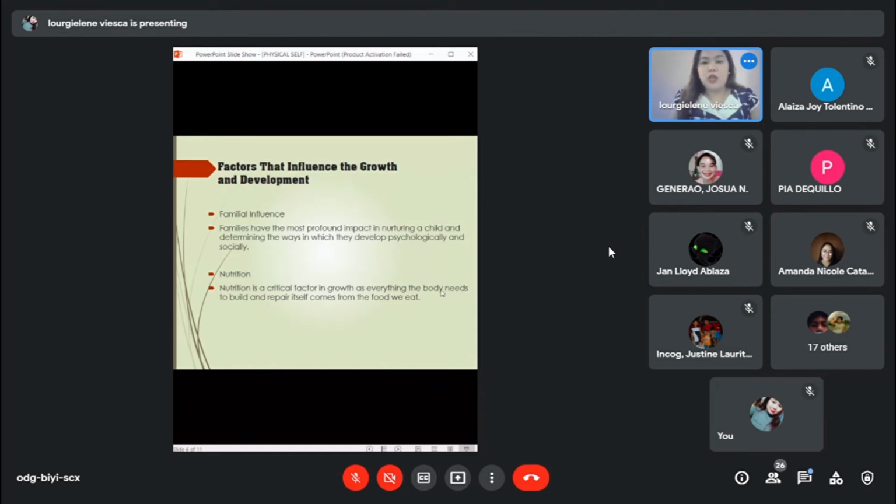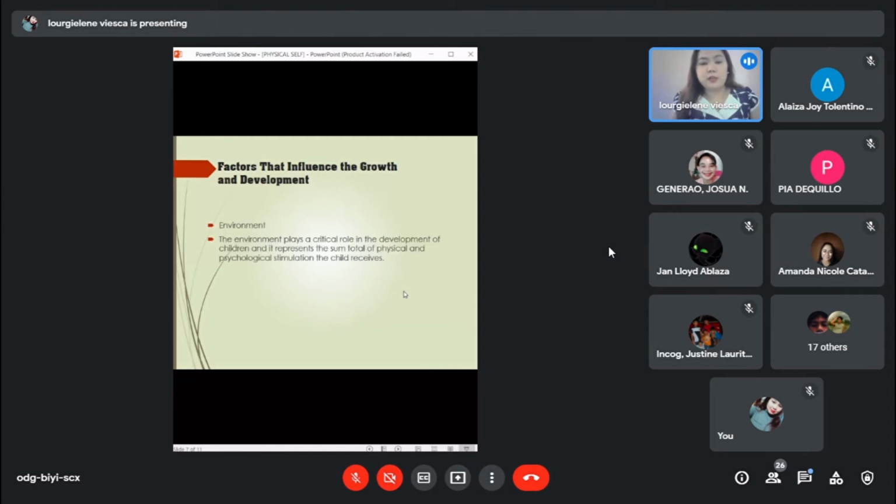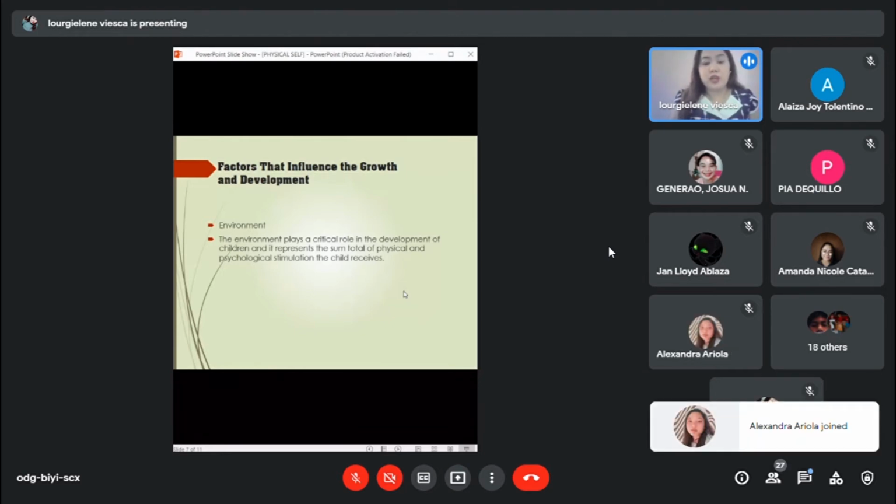Then let's look also at the environment. I personally picked to put the environment at the very end, because this is the issue that we are experiencing right now, especially you, in this generation. So the environment plays a critical role in the development of children, and it represents the sum total of physical and psychological stimulations that the child receives. Because of our environment, we are given options, or choices, on how we are going to carry ourselves.